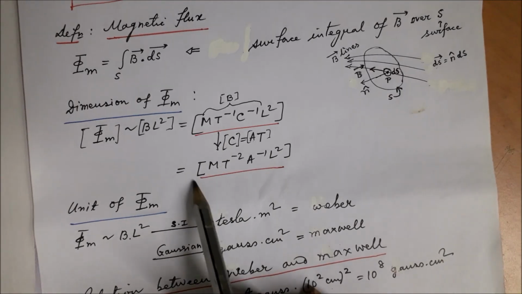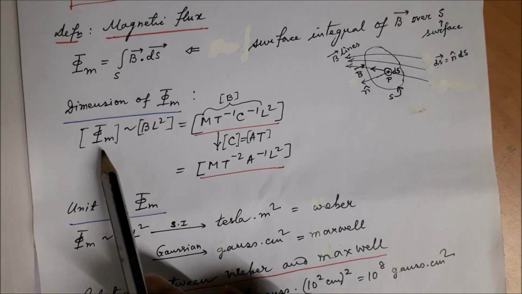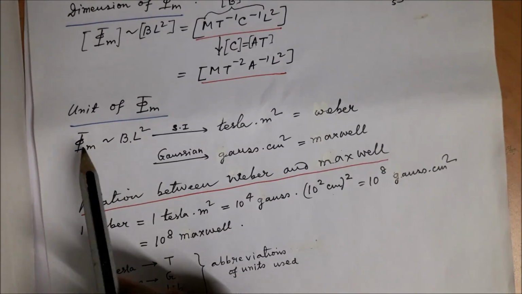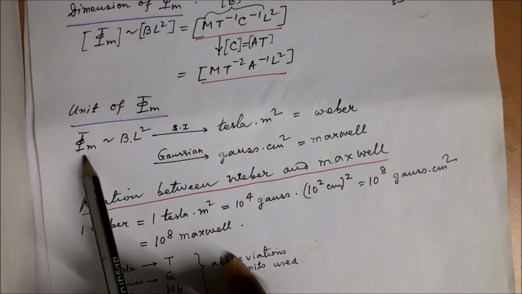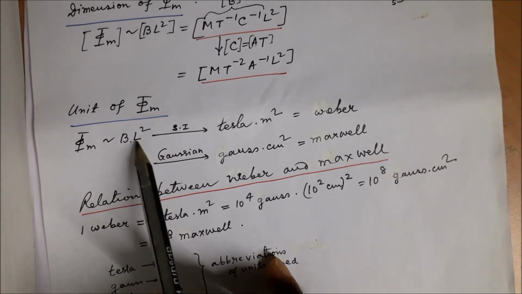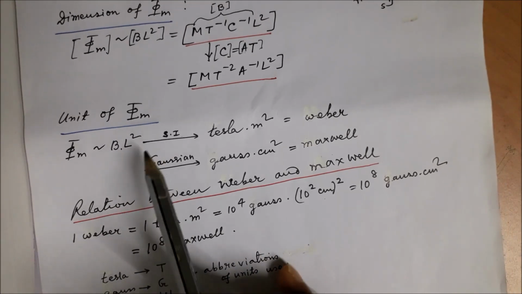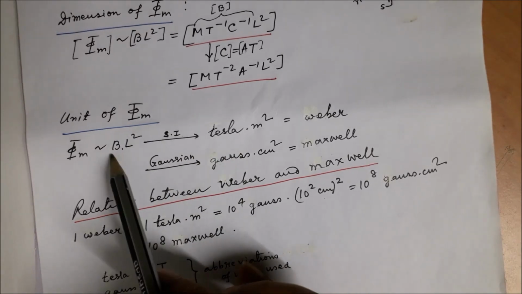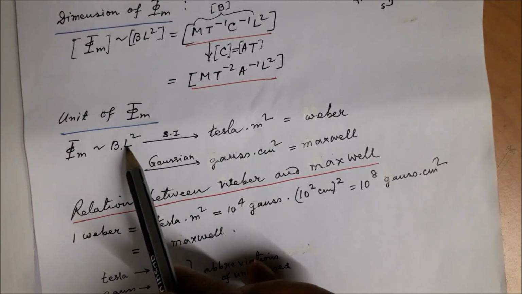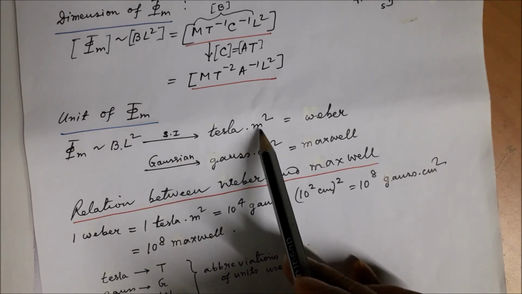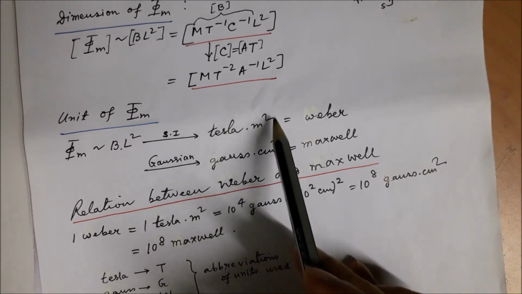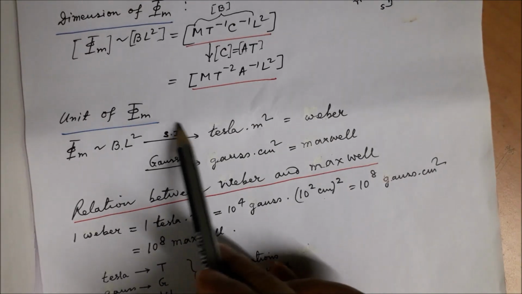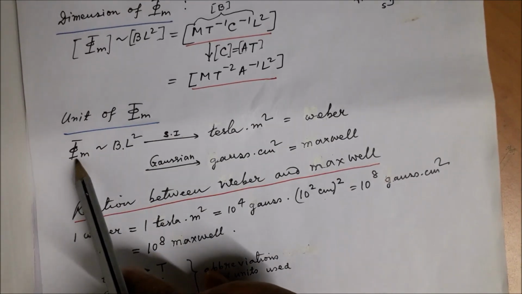That gives us this dimension of magnetic flux. And next, the unit of magnetic flux. Magnetic flux can be written as B into L square, which means the SI unit is Tesla for B and meter square for L square. So it is Tesla into meter square, and this combination of units is referred to as Weber, which happens to be the SI unit of magnetic flux.